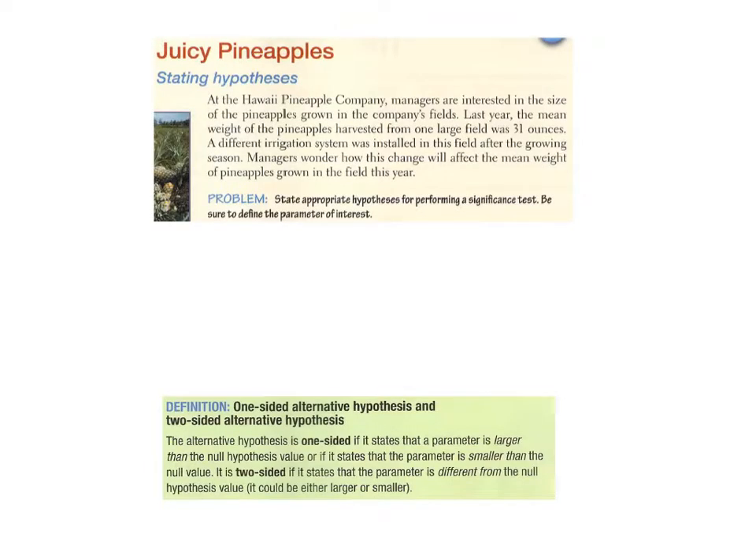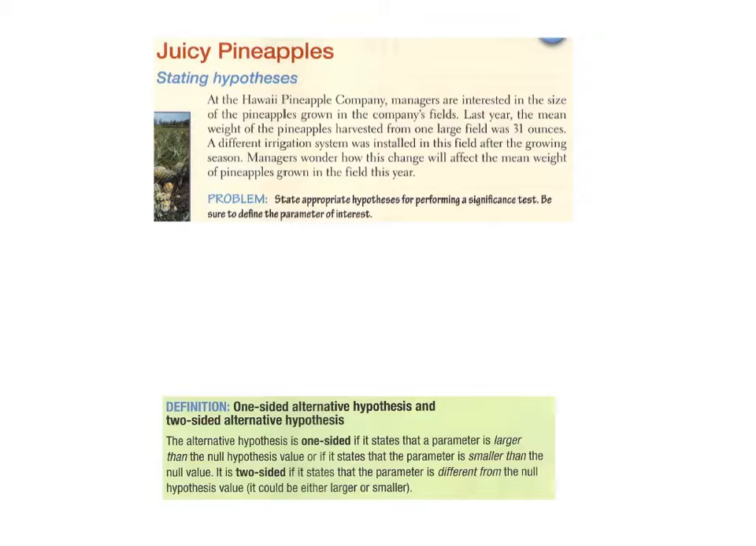So we have an example here about pineapples. The Hawaii Pineapple Company managers are interested in the size of the pineapples grown in the company's fields. Last year, the mean weight of the pineapples harvested from one large field was 31 ounces. A different irrigation system was installed in the field after the growing season. Managers wonder how this change will affect the mean weight of pineapples grown in the field this year. So our problem here is we're supposed to be stating appropriate hypotheses for performing a significance test. Be sure to define our parameter of interest.